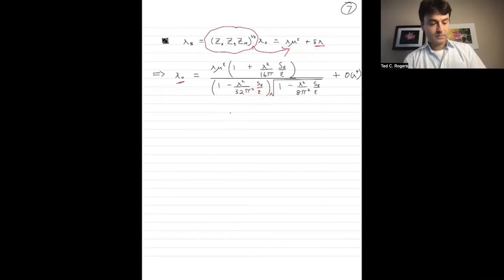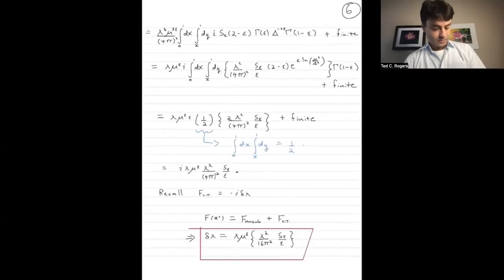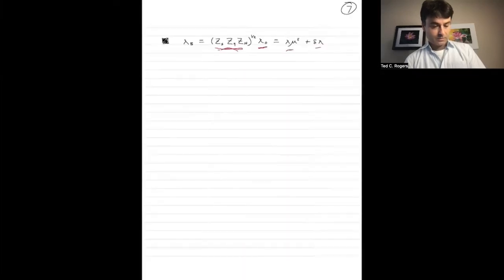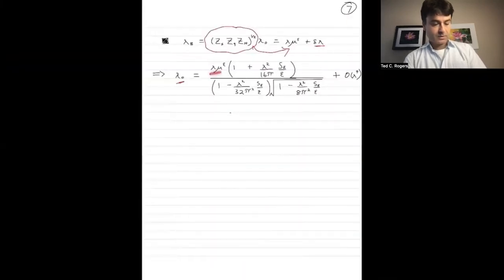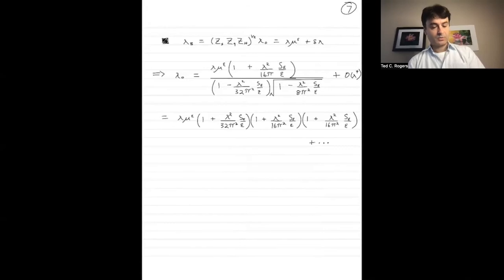So that's all sitting in the denominator now over here. I've written it like this. Then I've got delta lambda from the previous page down here. And I'm going to pull out the factor of lambda mu to the epsilon so that I get this. And then over here, I'm just reminding us that this is not really the full relationship between lambda 0 and lambda. It's just the relationship through order lambda cubed. So there are terms that we're dropping when we manipulate this formula. We shouldn't forget that, but that's what we're going to do for now.